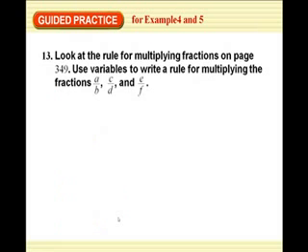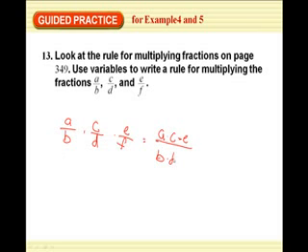And you have to write the original problem in order to do that. Look at the rule for multiplying fractions. Use variables to write the rule for multiplying the fractions. A, B, C, D, and E, F. So we're taking A over B times C over D times E over F. That would be A times C times E on the top, B times D times F on the bottom.